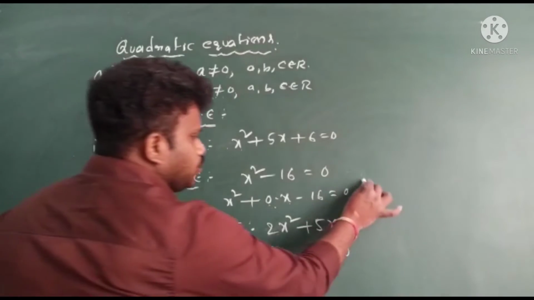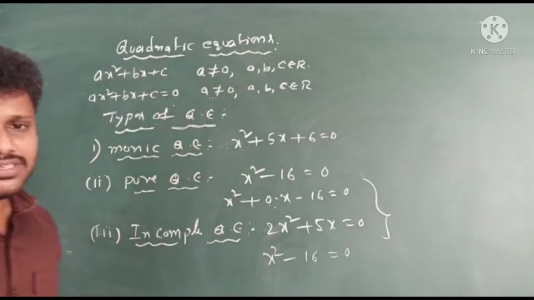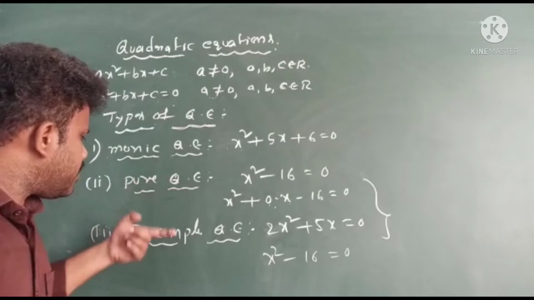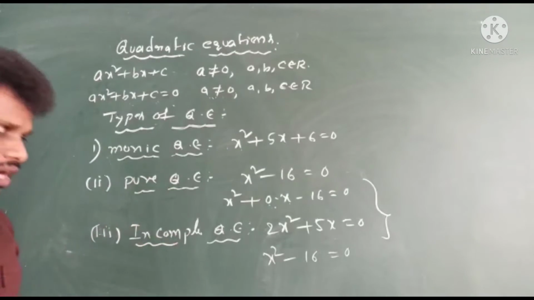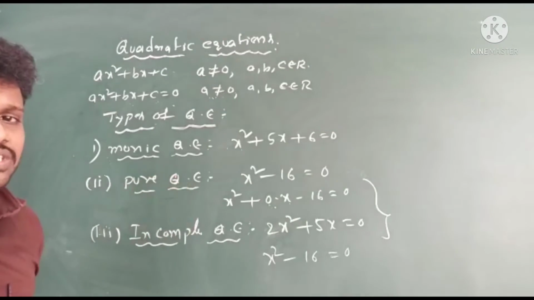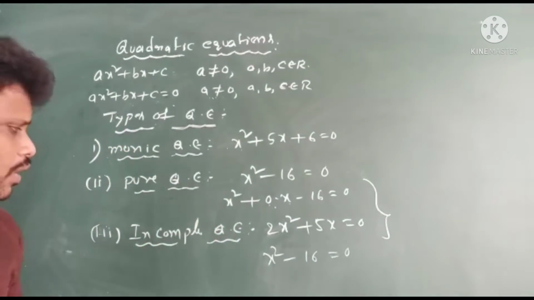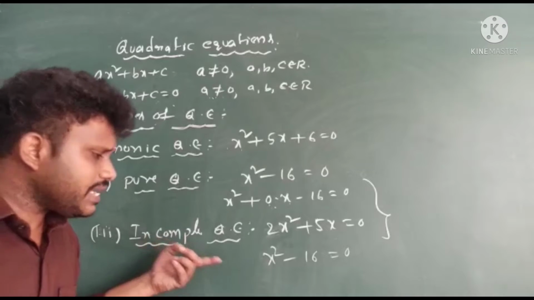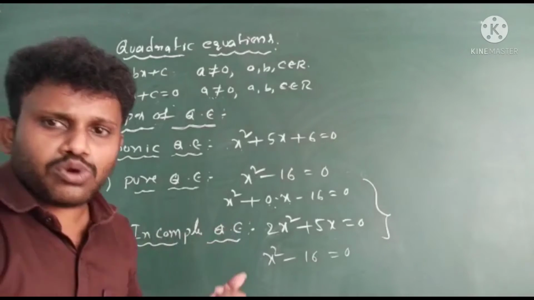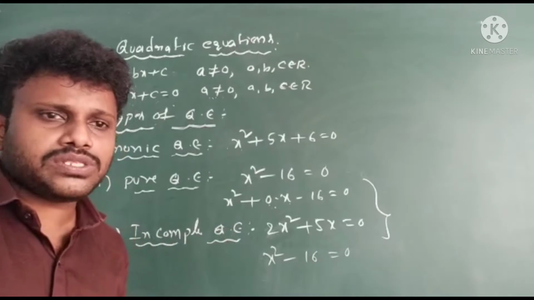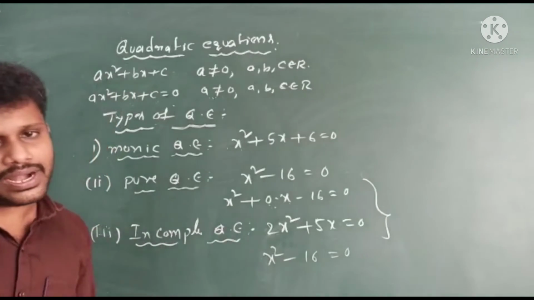Now here in these two, you need to know a small difference between pure quadratic equation and incomplete quadratic equation. Try to understand. In the pure quadratic definition which I have told, the x coefficient is 0. When it comes to incomplete quadratic equation, either the x coefficient is 0 or the constant term is 0, and we can say that it is an incomplete quadratic equation.